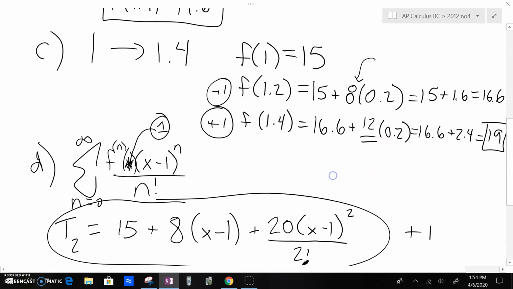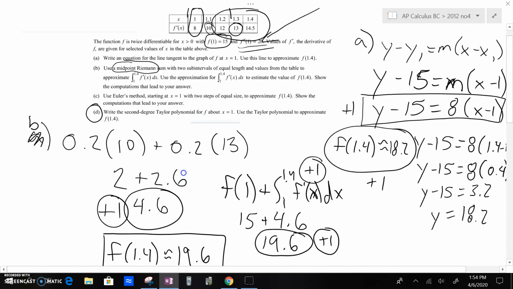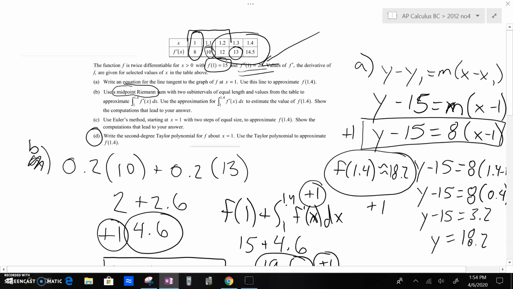Compare it back to the 19 we got on part C, to the 19.6 we got on part B, and to the 18.2 we got on part A. They're all different ways to use calculus to come up with an estimate for this function at 1.4. I think it's a really nice problem, and it represents a way in which the AP can check off multiple things with one free response. So I think it's a very good one for us to practice this particular year.